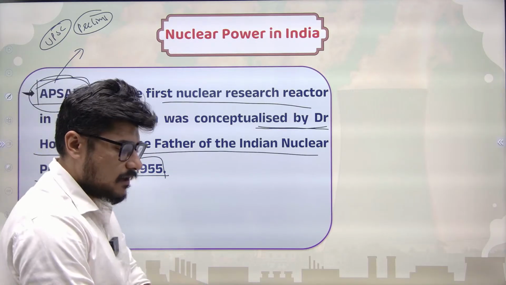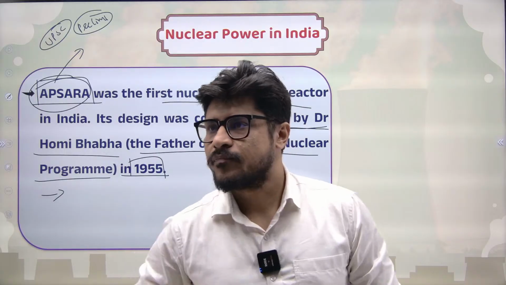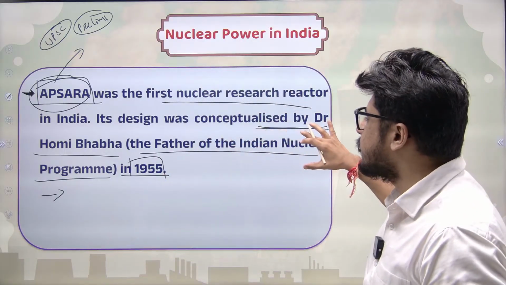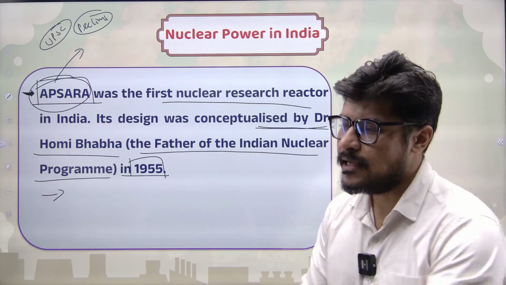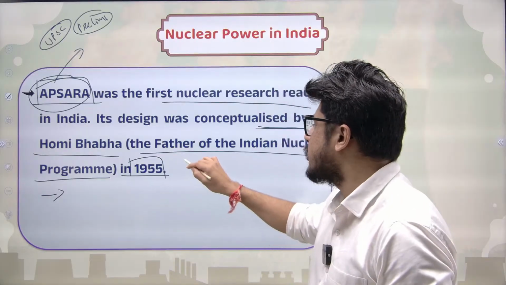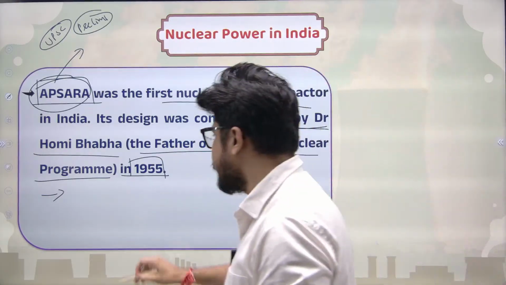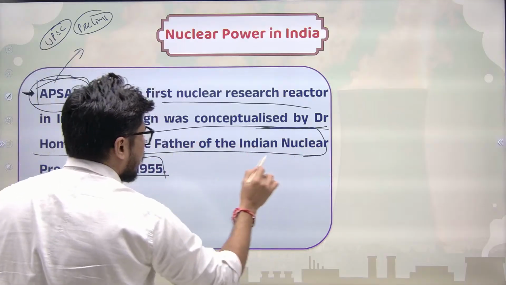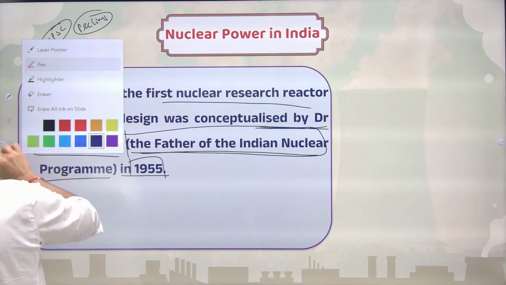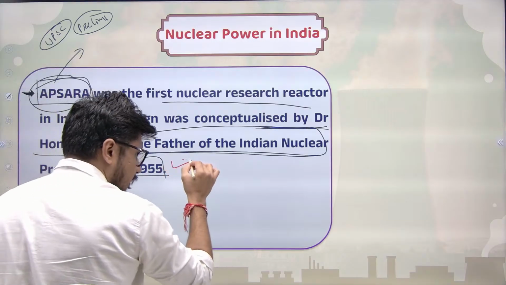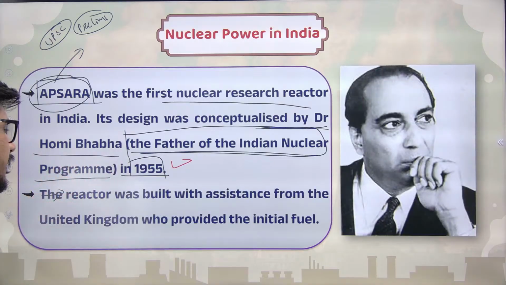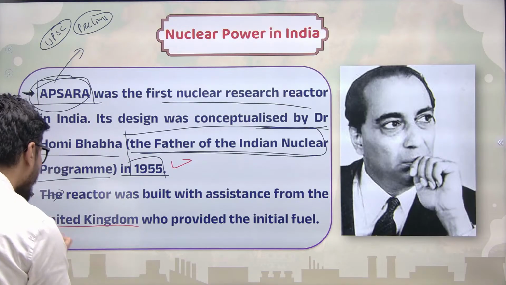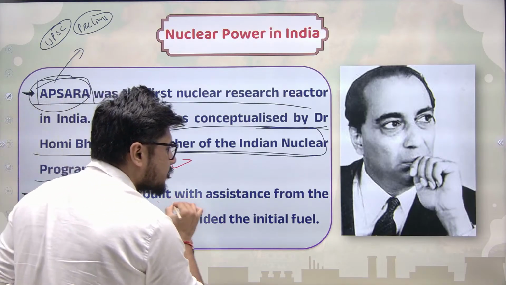So, as I stated earlier, the program was conceptualized by Dr. Homi Jahangir Bhabha. He is the person called the father of the Indian nuclear program. So remember this. In the prelims exam, this kind of question has been asked and can be asked in future. The reactor was built with assistance from the United Kingdom, who provided the initial fuel. Again, the most important thing.